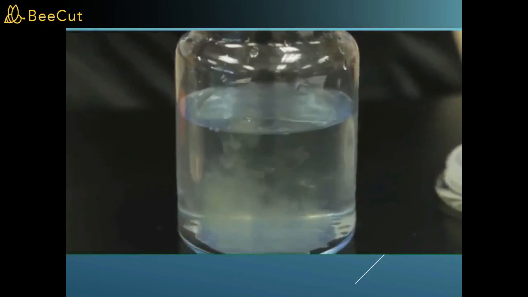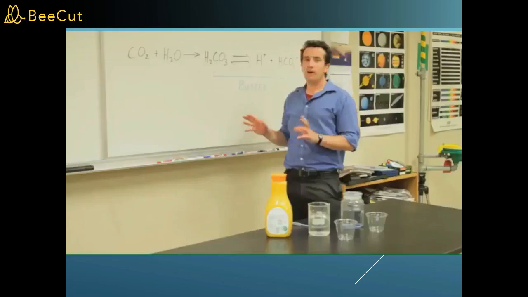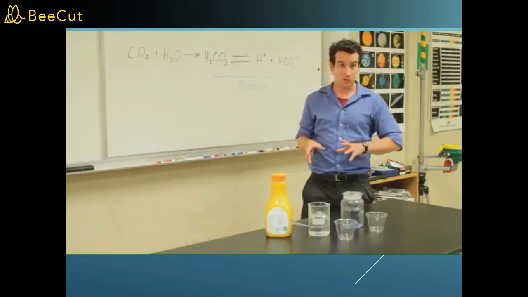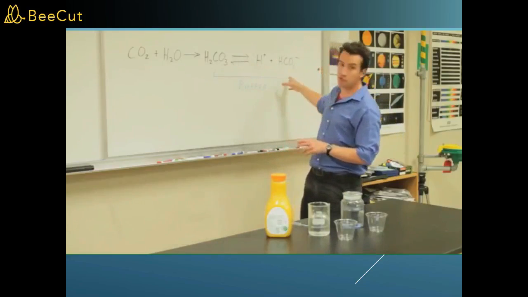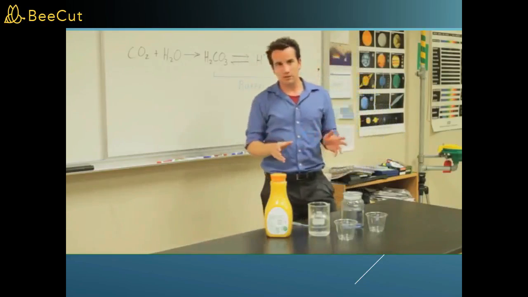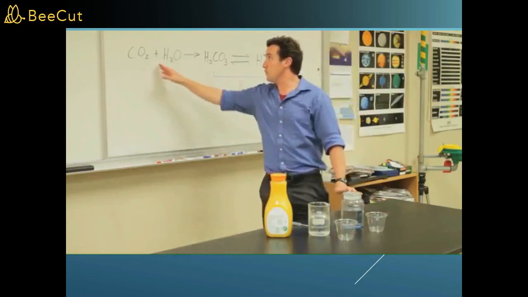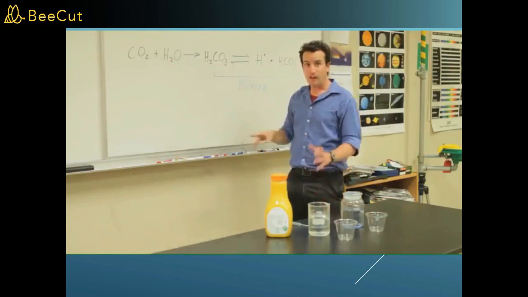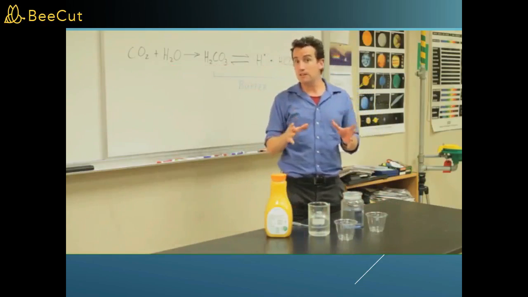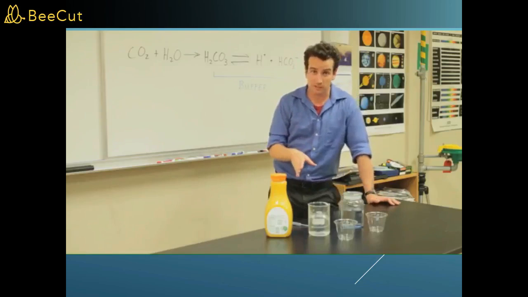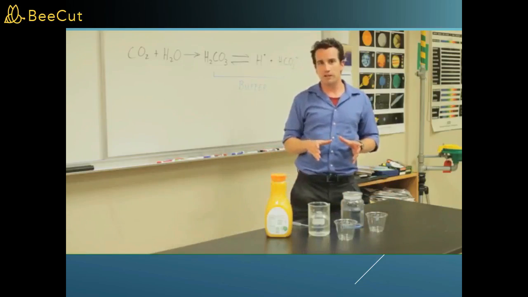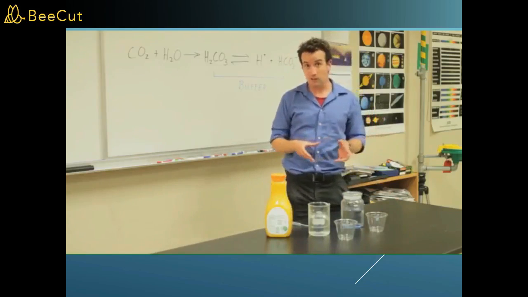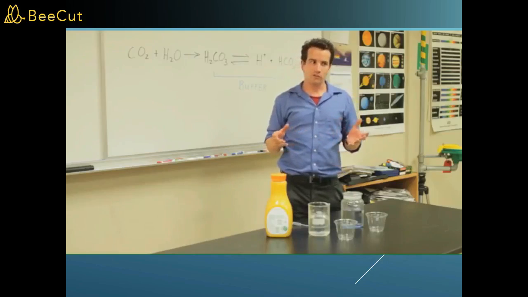By far the most important buffer solution in biology is carbonic acid and its conjugate base. In your blood is CO2 and H2O, which combine to form carbonic acid, H2CO3. And that's the buffer that keeps the pH of your blood nearly constant. The blood needs a near constant pH of about 7.4 in order for the enzymes, the proteins, to function properly, or else you will go into shock when your proteins fail.